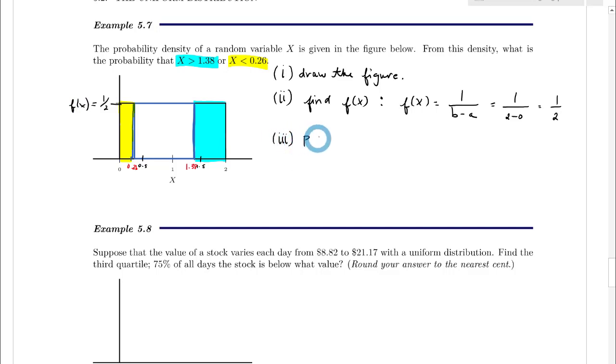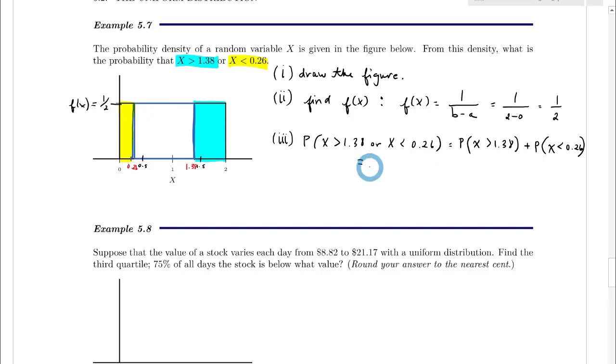So the probability that the random variable x is greater than 1.38 or x less than 0.26 is going to be equal to the probability that x is greater than 1.38 plus the probability that x is going to be less than 0.26. Right? And we would subtract the intersection, but we can see from our picture there's no intersection. So how do we do this?